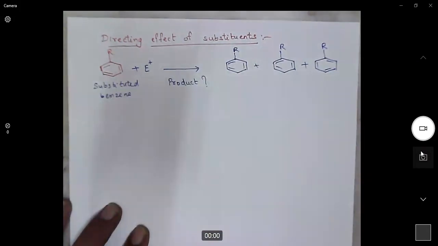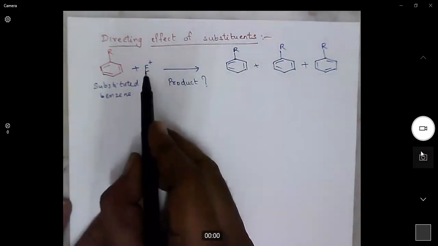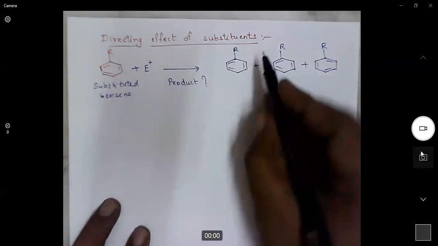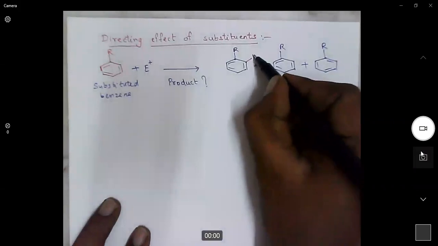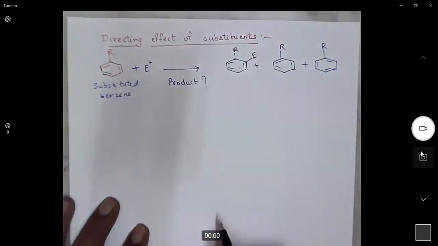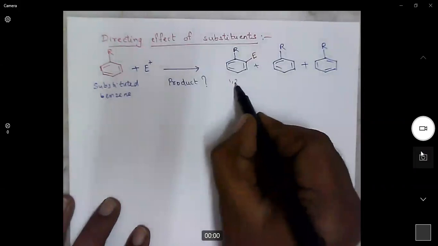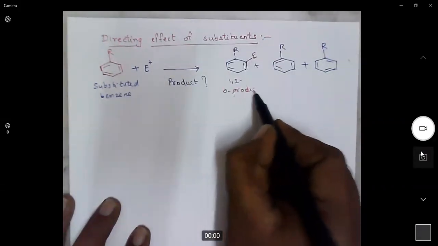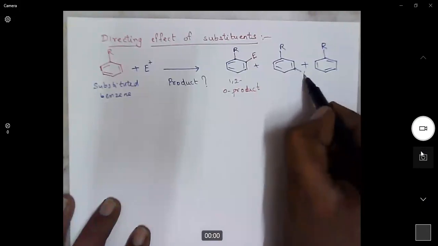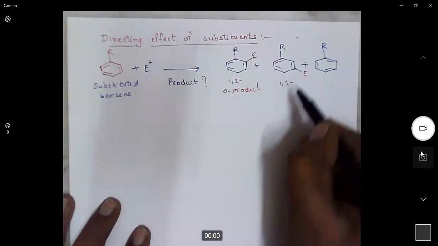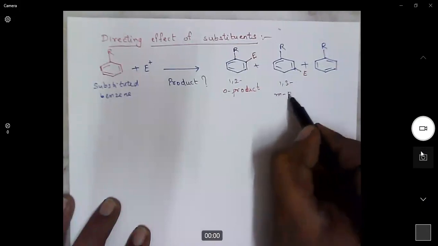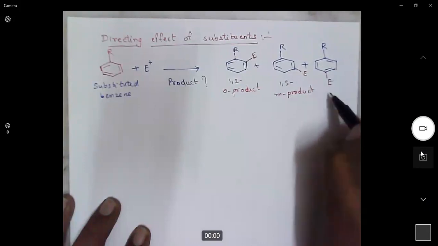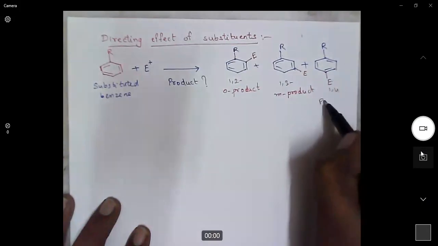Now, where will this incoming electrophile go? There are three possible positions. It may attach at the second position. This is called 1,2 or ortho product. It may attach at the third position. This is called 1,3 or meta product. It may attach at the fourth position. It is 1,4 or para product.